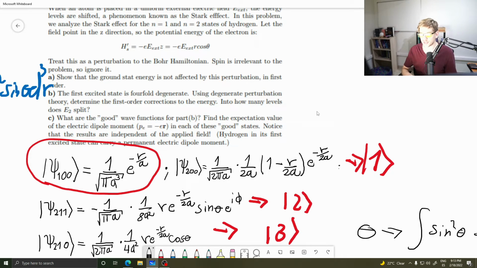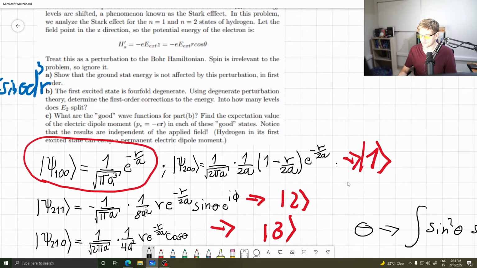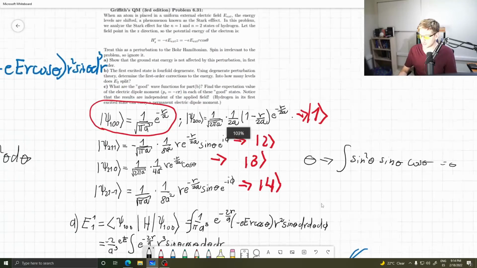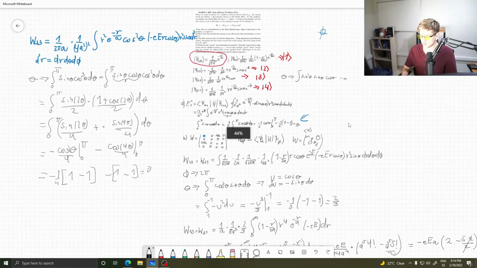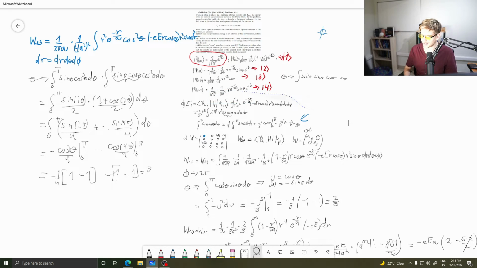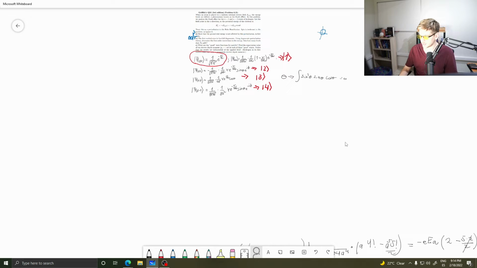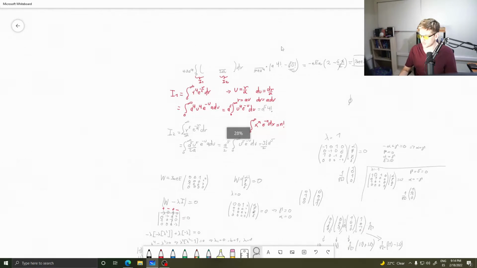Notice that the results are independent of the applied field. Well, we will notice that, don't worry. So I think I'm gonna make some space because this is looking too messy. We don't really need most of these things anymore. So let's get rid of that, and maybe of all of this too.